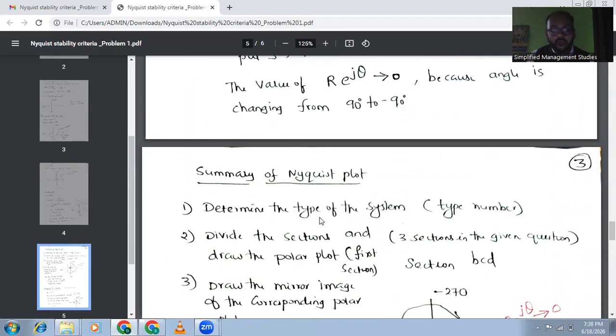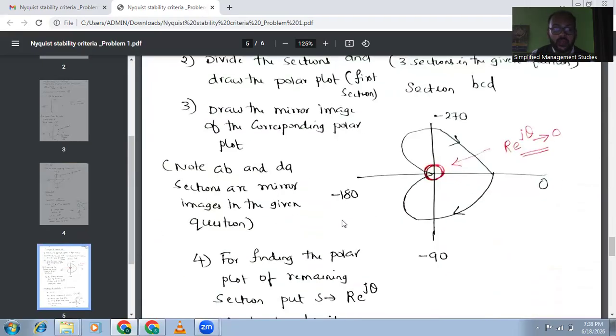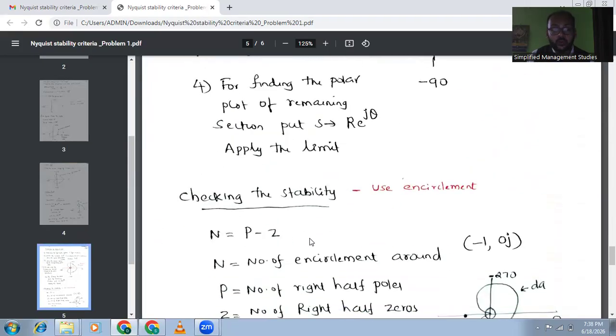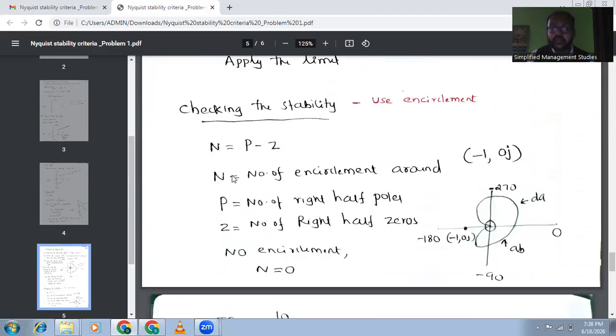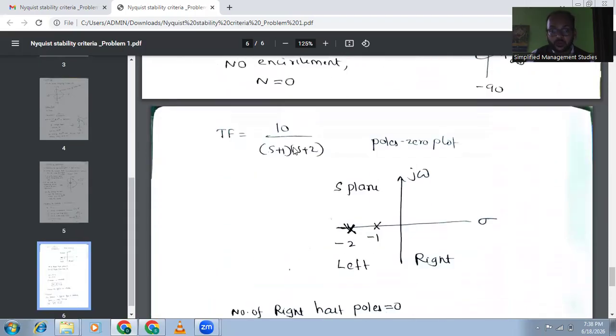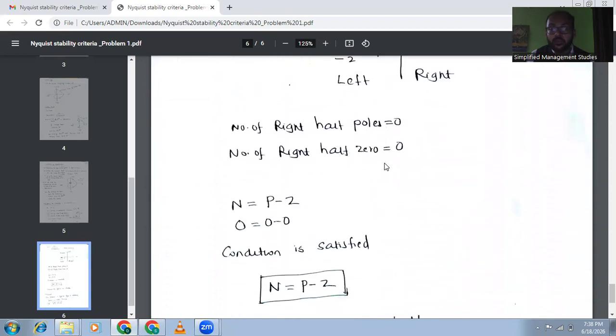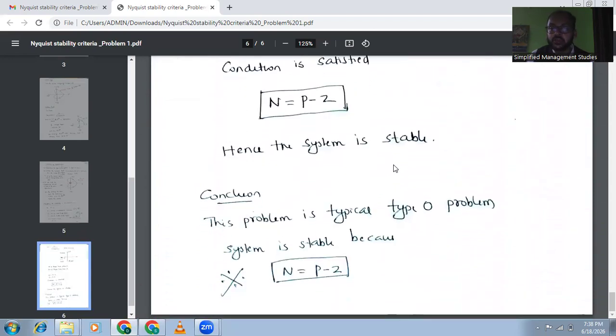So afterwards, we are checking the stability by using one of the criteria called the number of encirclement. N is equal to P minus Z. Finally, we validated that N is equal to P minus Z. So we found the system is stable because N is equal to P minus Z. The number of encirclement is equal to number of right half poles minus number of right half zeros. This is regarding a simple problem related to Nyquist plot, which I have seen in many examinations, including competitive examinations.